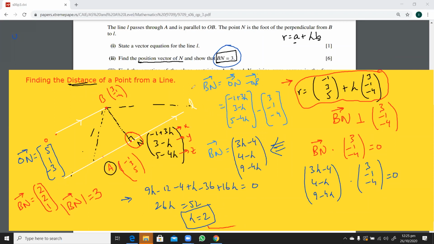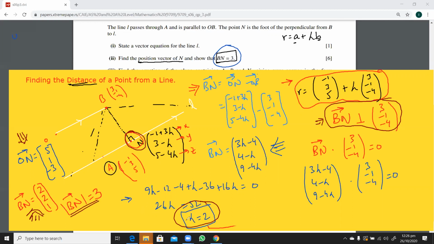Then we find the vector BN, because we have to use the fact that BN and the direction vector of this line are perpendicular to each other. We perform this dot product and we get the lambda. If you put this lambda into this, you get the position vector of this point N. If you put that into this, you get the BN, and then you can determine the distance.